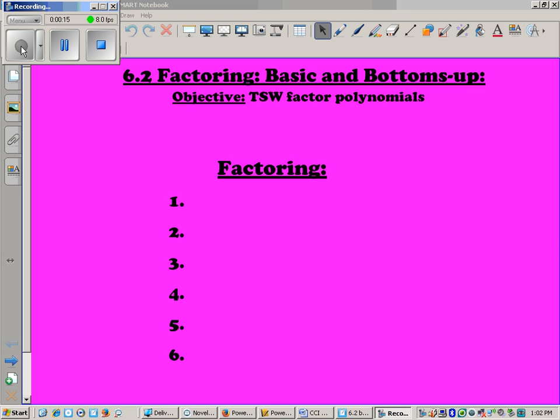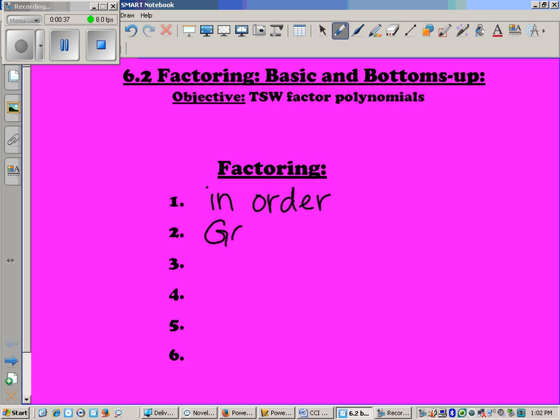Anytime I ask you to factor or solve by factoring, you should be following the same 6 steps every single time. The first step, always make sure that your equation is in order and all to the same side. So make sure everything is in order and all to the same side of your equal to sign if there is an equal to sign. We talked about yesterday, the next step after I have it in order is to look for a GCF. Is there a greatest common factor, a number or a variable that you can take out of everything? And if there is, you need to take it out first.